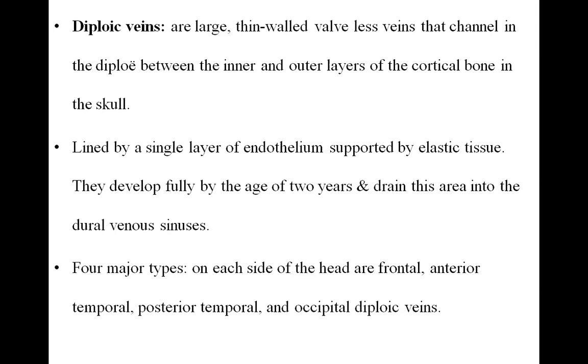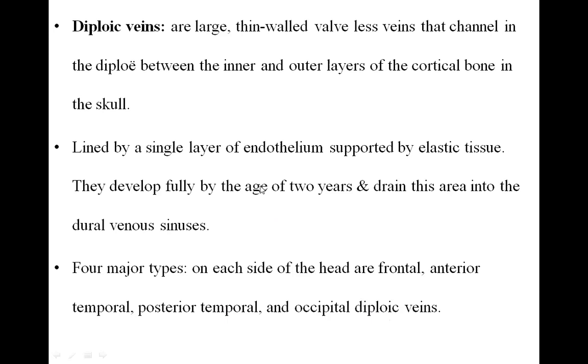They are lined with a single layer of endothelium supported by elastic tissue. They develop fully by the age of 2 years and drain this area into the dural venous sinuses. There are 4 major types on each side of the head: the frontal, anterior temporal, posterior temporal, and the occipital diploic veins.